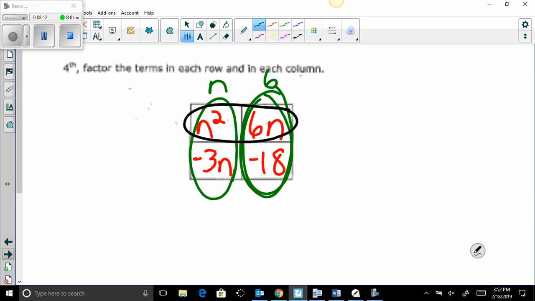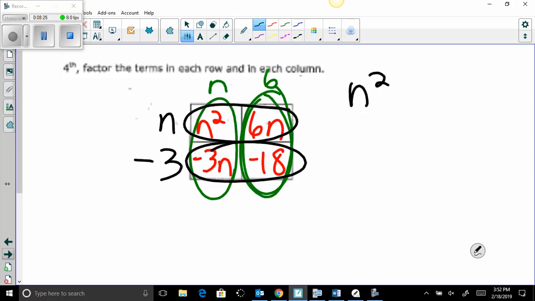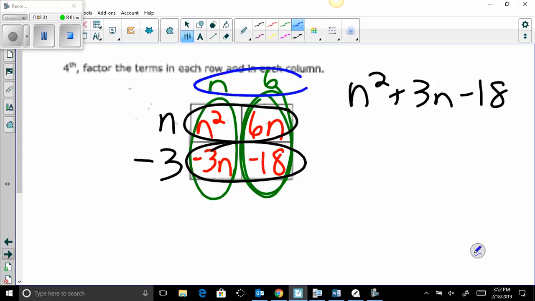What about if I go to this row? The GCF here is n. What's the GCF here? Notice they both have a negative. Take the negative. And the GCF would be negative 3. That's the number they have in common. So this trinomial, these two are my binomials.